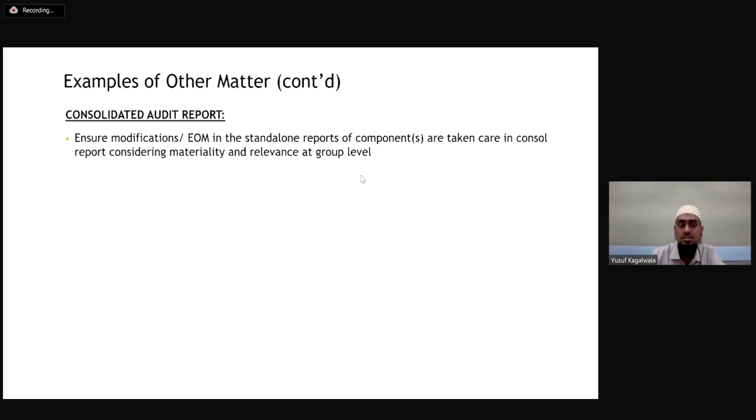So it needs to be assessed in detail, and then a proper qualification or EOM or something like that, where required, should be given in the consolidated final audit report.